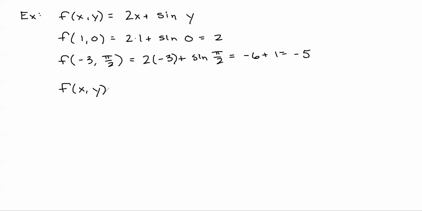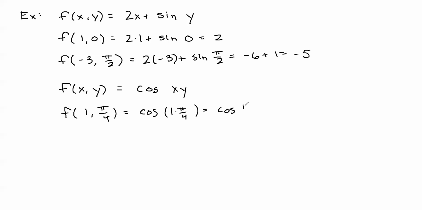So what if we had, how about cosine of xy? And then we can go through and plug in some stuff. We could try plugging in 1 and pi over 4. If we did that, we would get cosine of 1 times pi over 4. That would be cosine of pi over 4, which is root 2 over 2. And again, what I did there is, if you just line this up on the left side, I put a 1 where the x is, I put a pi over 4 where the y is. And so I'm just replacing all the x's with 1s, and I'm replacing all the y's with pi over 4s.